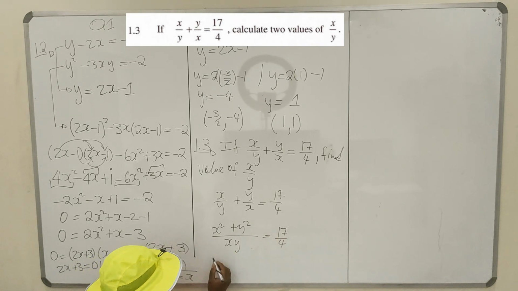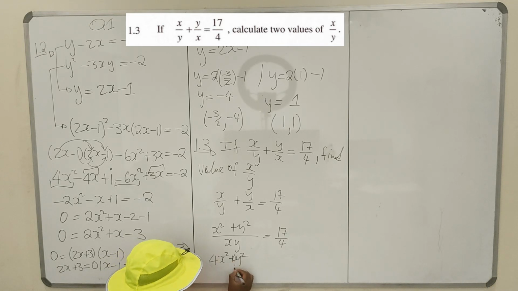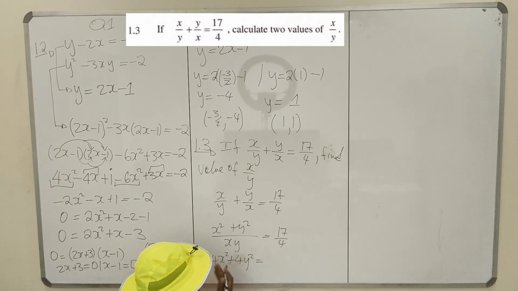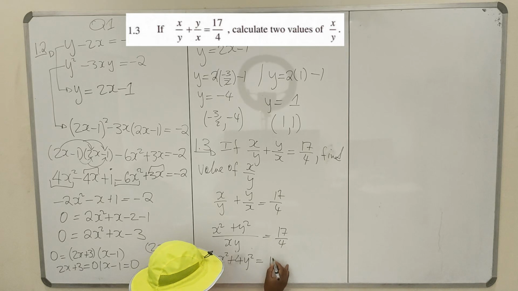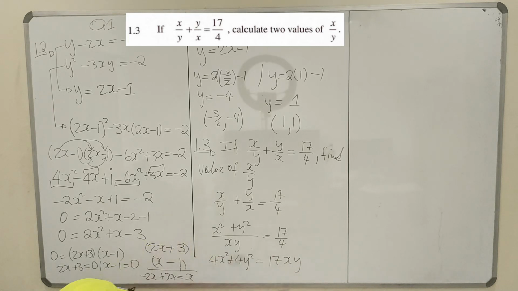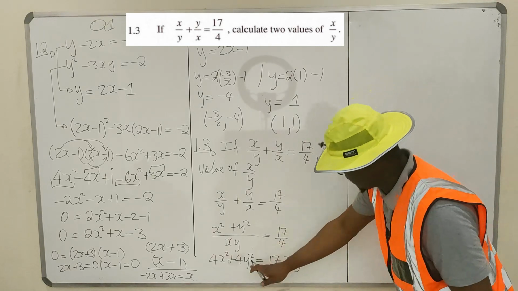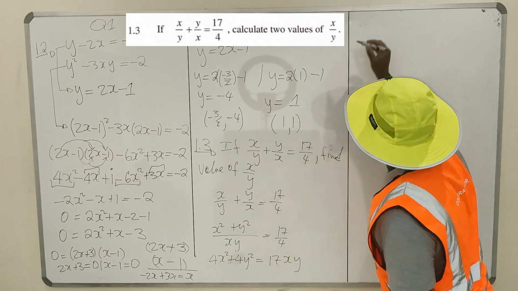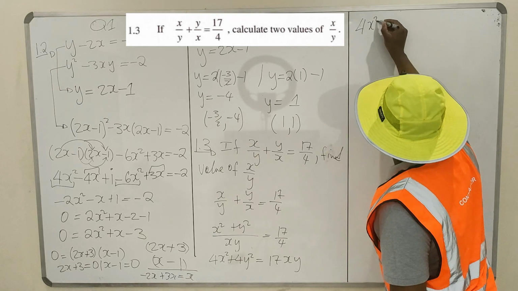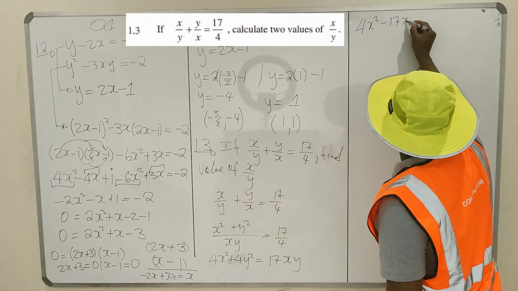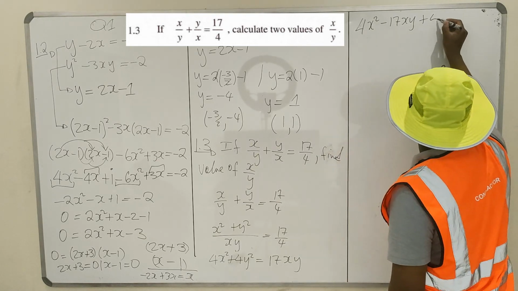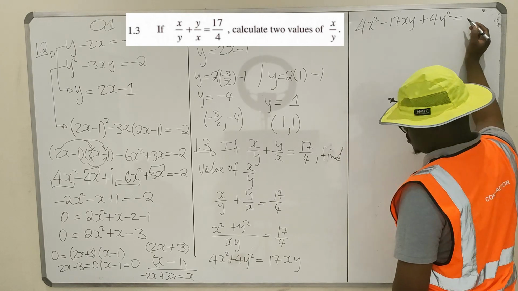This times that, this times that. So you have 4 times x squared plus y squared, and 4y squared. So you have 4x squared plus 4y squared is equal to 17xy. Right? So if you look at this, you can transpose this to the other side. So you have 4x squared minus 17xy plus 4y squared is equal to 0.